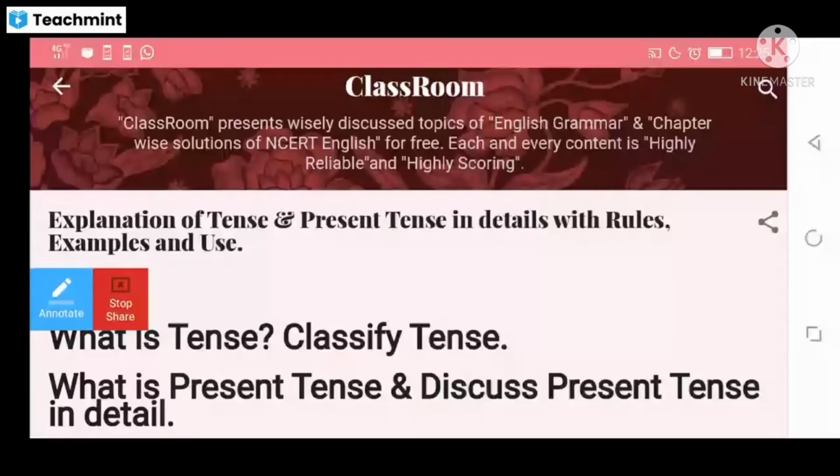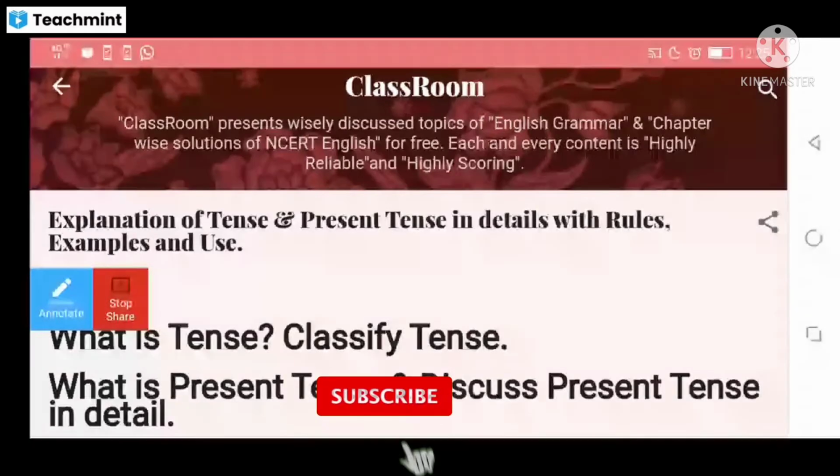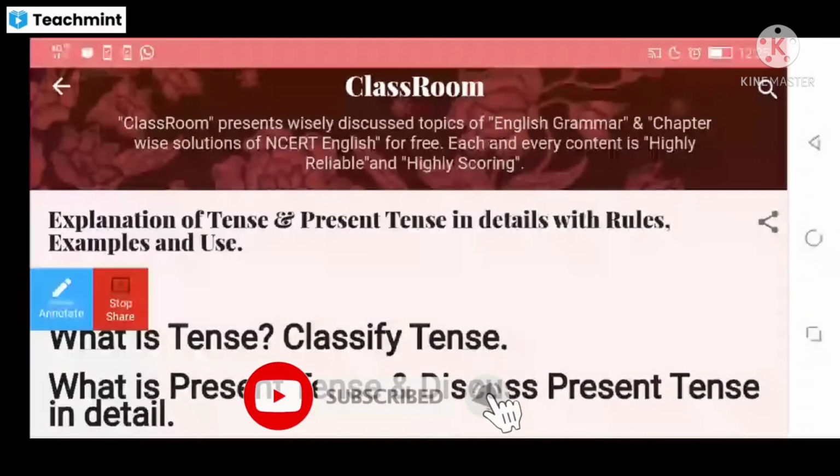The first question says, what is tense? Classify tense. What is present tense? Discuss present tense in detail. In response to the question, what is tense? We have an exclusive answer.